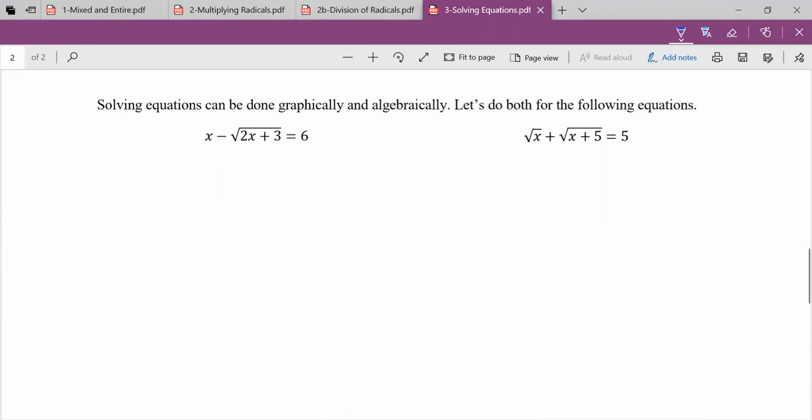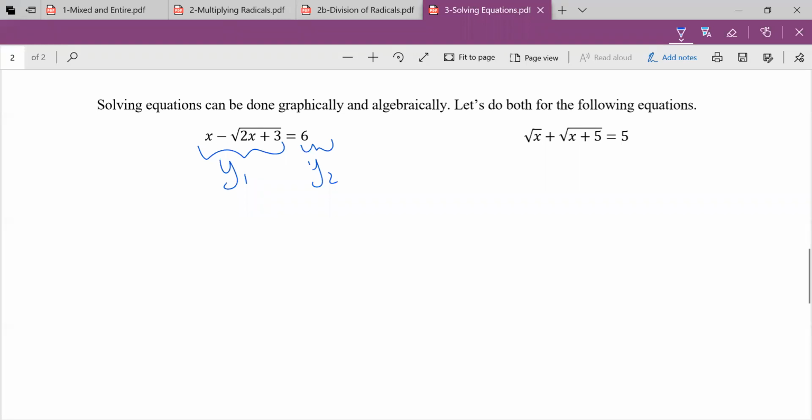So let's grab our graphing calculators, and what we're going to do is this. We're going to graph whatever's on the left-hand side in y1 and whatever's on the right-hand side in y2. So hit pause on the video and put those in your calculator. I'm going to do the same, and I will see you in just a second.